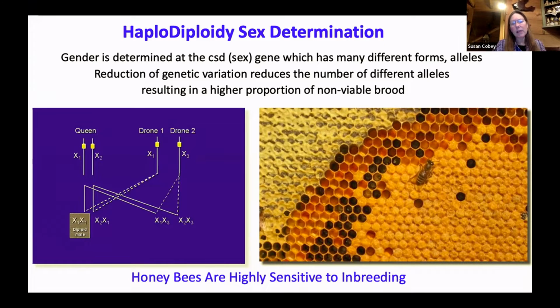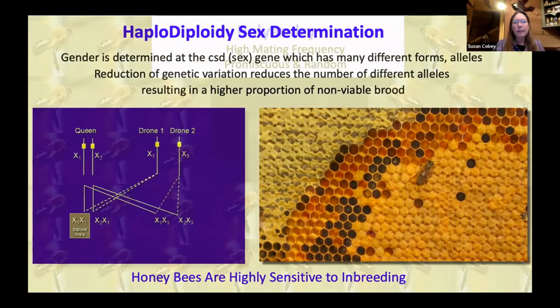The other thing is, the more alleles you have in your population in this sex gene, the better brood pattern you're going to get. Basically, it comes down to that. If you have a lot of drones with similar alleles, you're going to get kind of a spotty brood pattern. So that's a really basic concept that you need to know. Honeybees are really highly sensitive to inbreeding, and this is why.